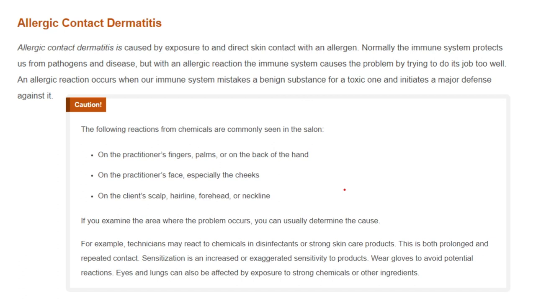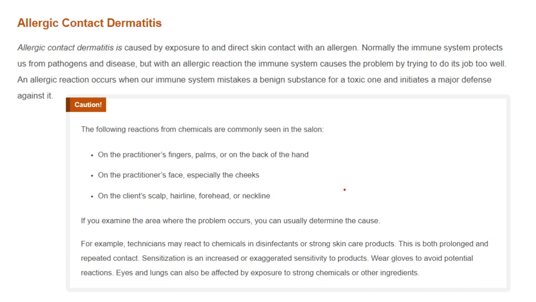On the practitioner's fingers, palms, or on the back of the hand. On the practitioner's face, especially the cheeks. On the client's scalp, hairline, forehead, or neckline. If you examine the area where the problem occurs, you can usually determine the cause. For example, technicians may react to chemicals in disinfectants or strong skincare products.